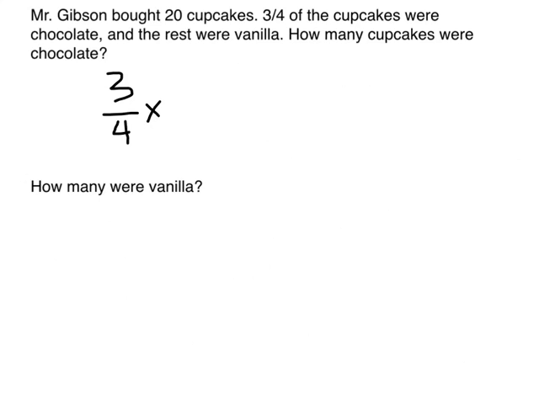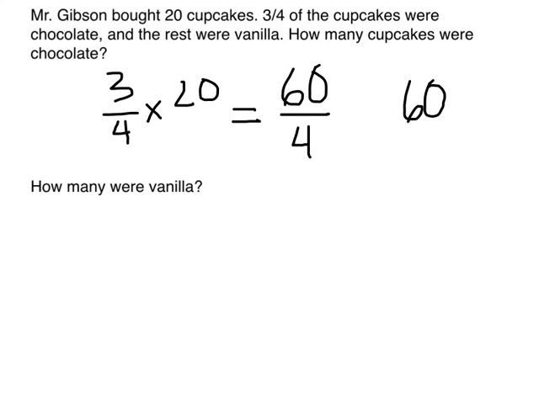3/4 times 20. What's 3/4 times 20? Well, 3 times 20 is 60, and my denominator stays 4. Now I need to divide to change that into a whole number or mixed number. Let's divide 60 divided by 4.